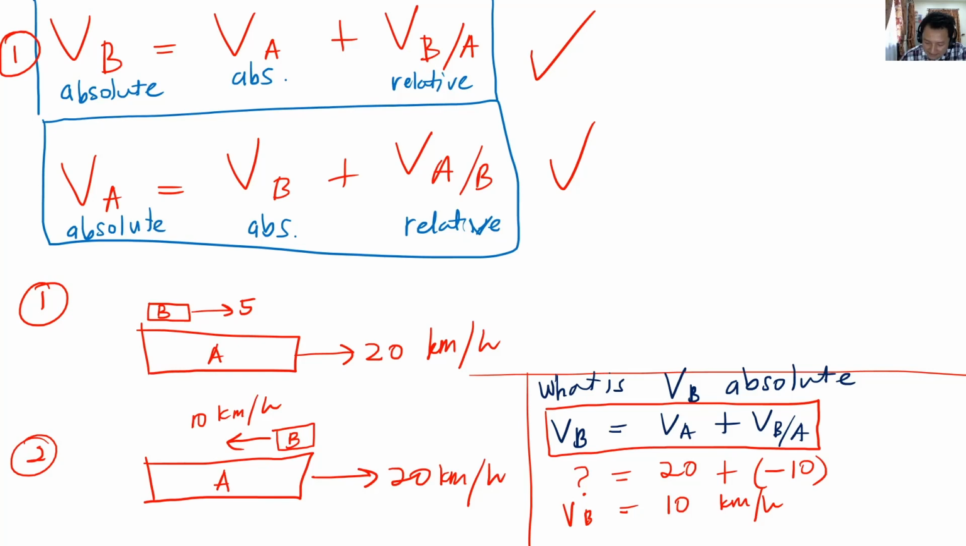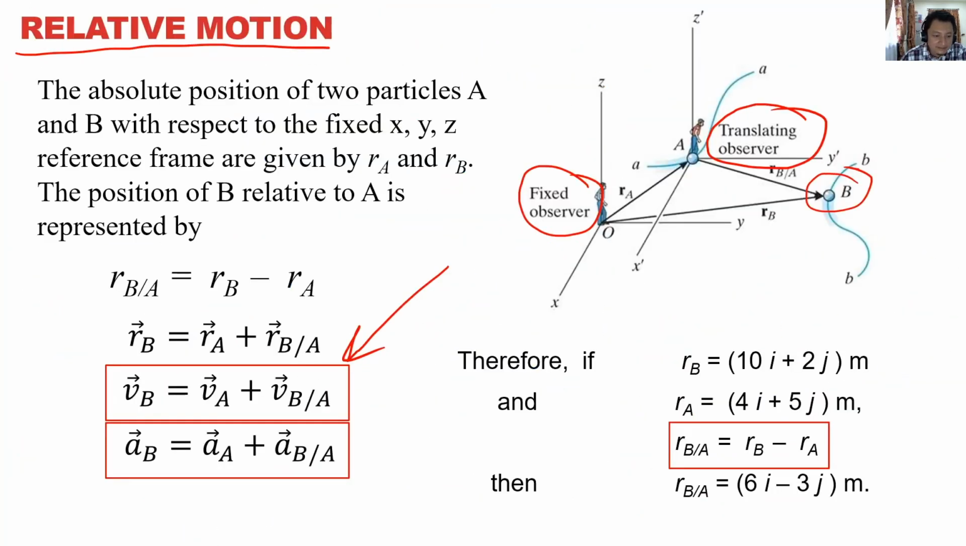So let's check out the equation. Page up, page up. Did we just derive this? Yeah? Hold on. VB is equal to VA plus VB over A. Right? Right. And if you have acceleration, use the same thing. AB is equal to AA plus AB over A. Okay, same case.